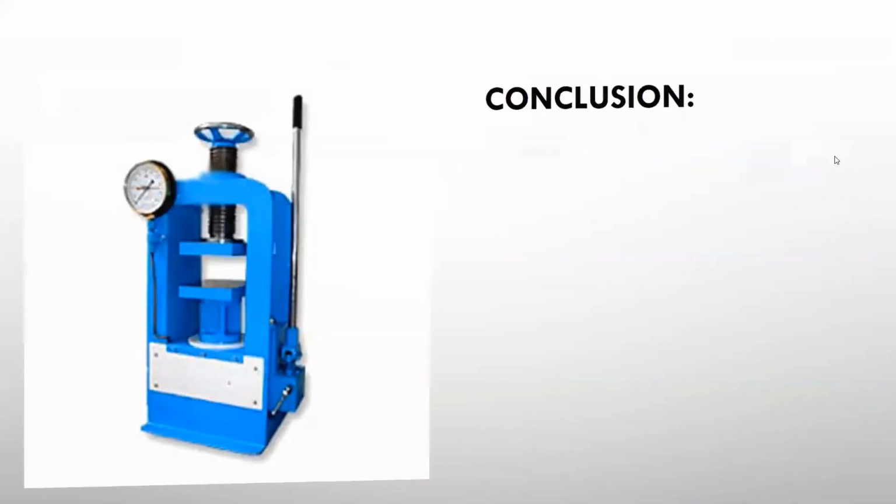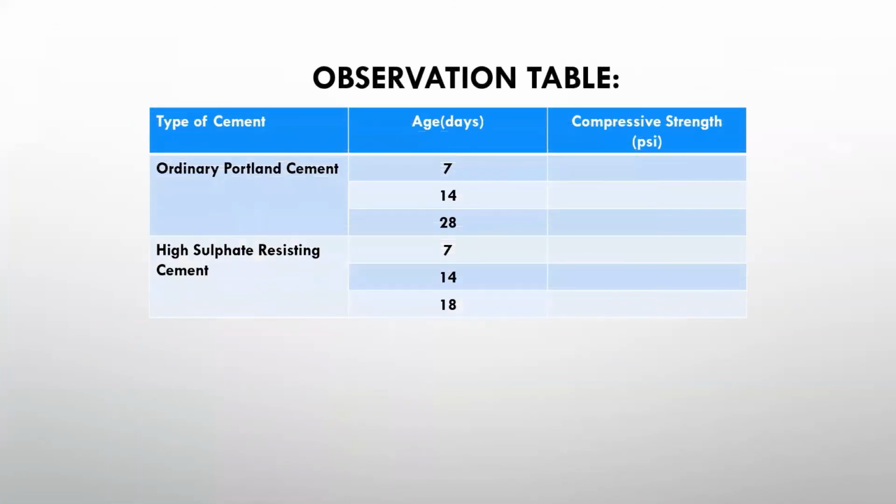Moving towards the next slide, there is an observation table. For example, if you are doing testing on different types of cement, you will put in 3 cubes of ordinary Portland cement, and in the other 3 cubes you put high sulfate resisting cement. You have to take readings on different days, then find out the compressive strength, and then plot the graph for that. So you will do the comparison among different types of cement.